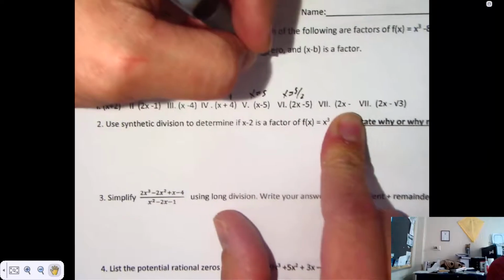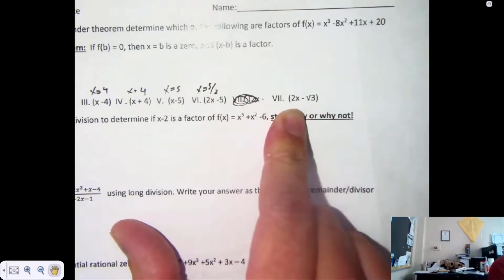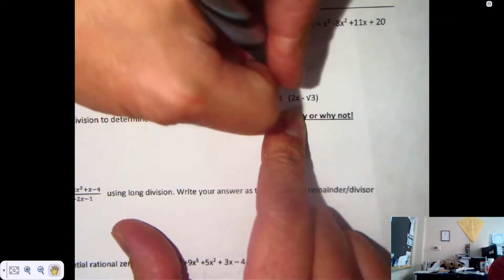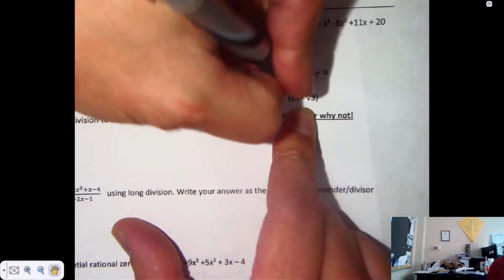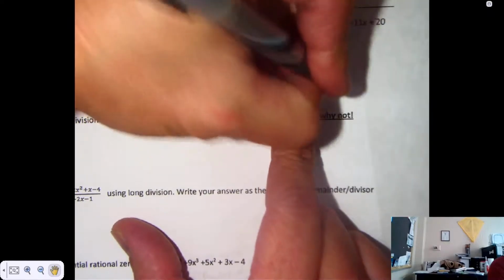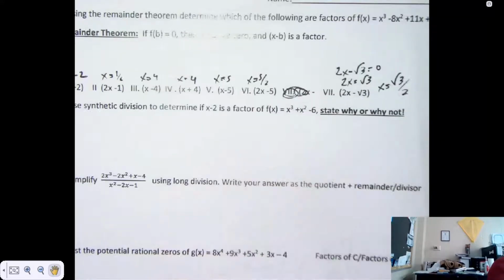There's something missing on this one. Oh well. How about the last one? Come on, kids. It's 2 steps. You add root 3. You divide by 2. Root 3 over 2. That's the easy part. I mean, you can probably do most of that in your head.